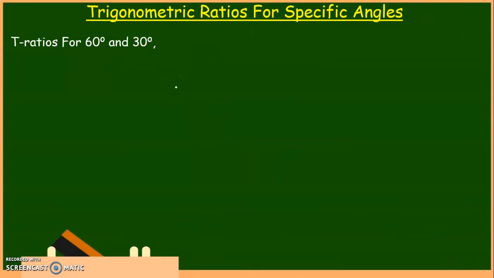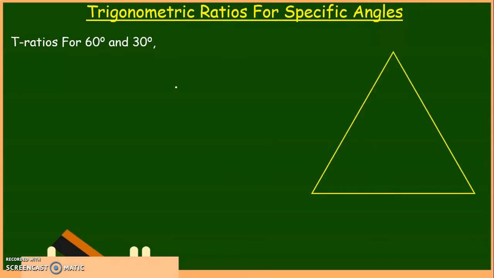To find out the values of trigonometric ratios for 30 degrees and 60 degrees, let's consider an equilateral triangle. Let's say this is the equilateral triangle ABC. Now if you draw the perpendicular bisector from A, this bisector will divide the line BC into two equal parts. Let's say this will be x.